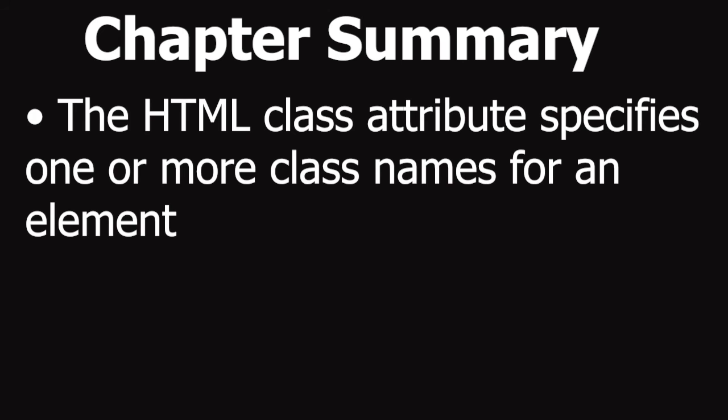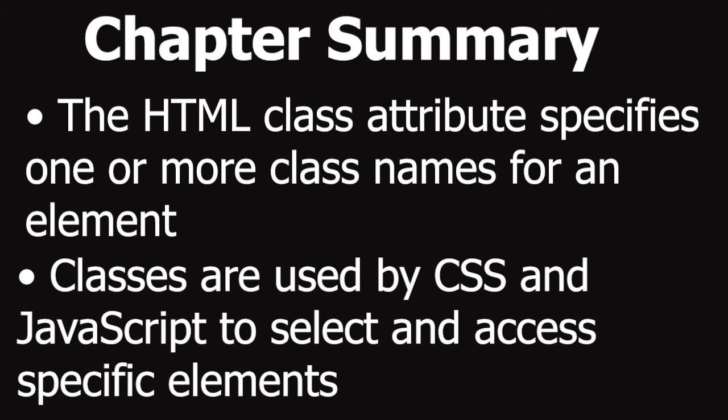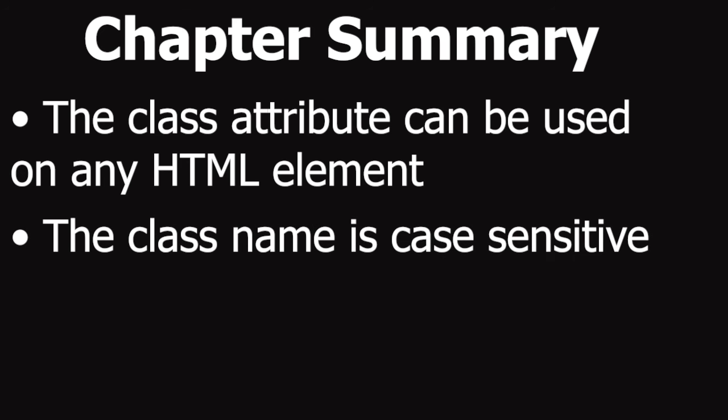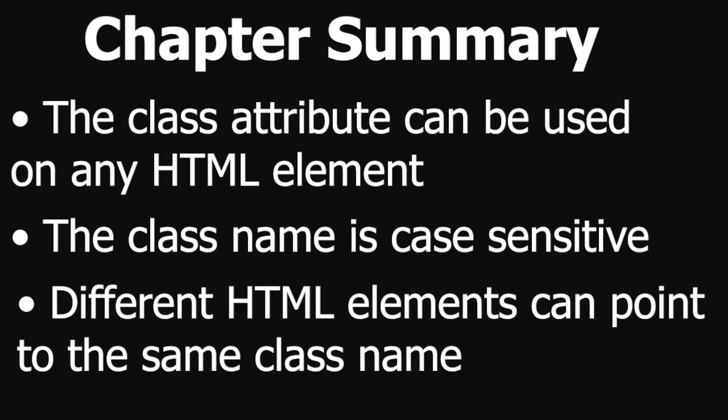Chapter summary. The HTML class attribute specifies one or more class names for an element. Classes are used by CSS and JavaScript to select and access specific elements. The class attribute can be used on any HTML element. The class name is case sensitive. Different HTML elements can point to the same class name.